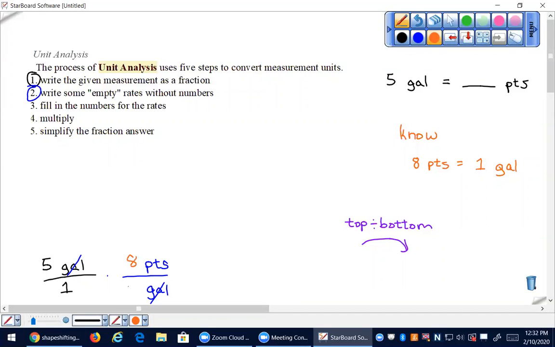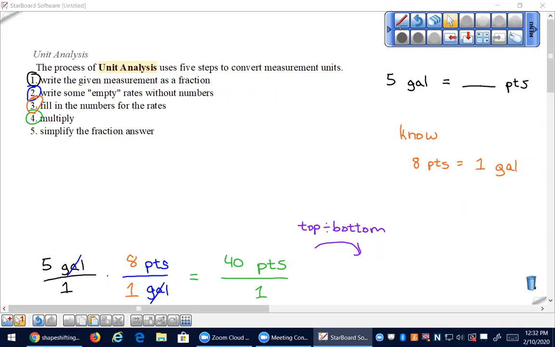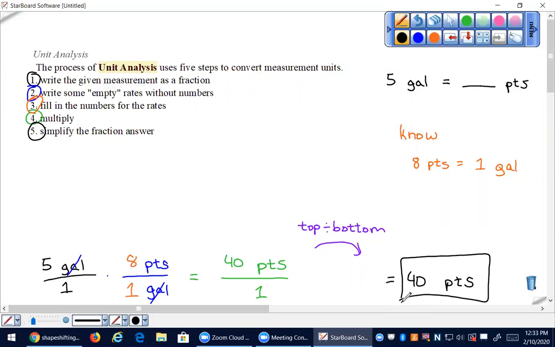So 8 pints is a gallon. Multiply across. 5 times 8 is 40. Gallons is gone. I only have pints left. 1 times 1 is 1. Top divided by bottom. That's not terribly complicated when it's over 1. Makes sense.